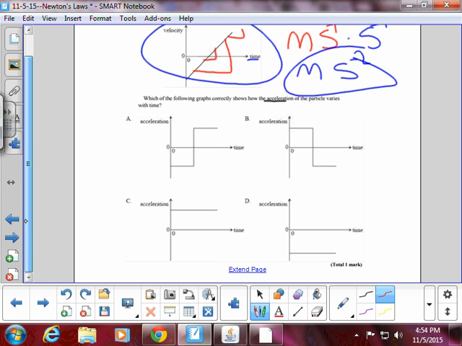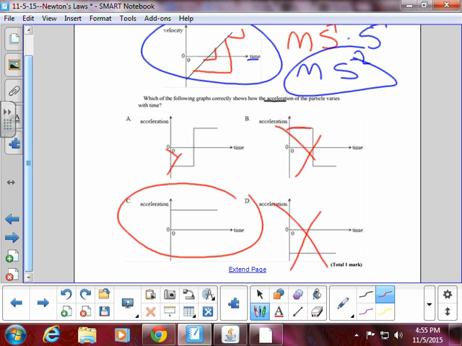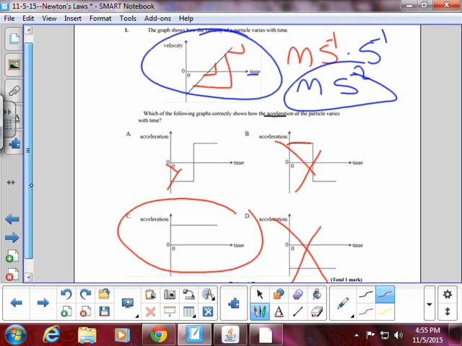So the only graph that has a positive acceleration, like this one, that doesn't have a positive acceleration at the start. This one has one at the start, but then it changes. That can't be it. This one has an acceleration of negative value. And this one here, C, that is your answer. It's got a positive acceleration because it's above the x-axis, and it is the same value because the slope everywhere is the same.